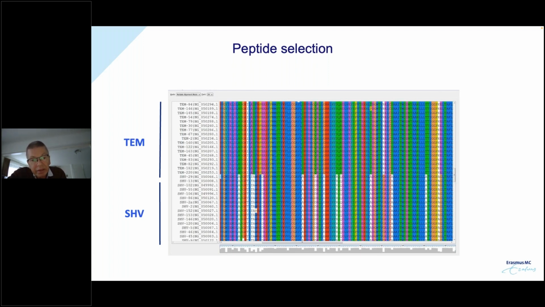You also have stretches which are almost all the same in these variants, but it's clear that you can select two peptides for each mechanism, and the next slide shows that.